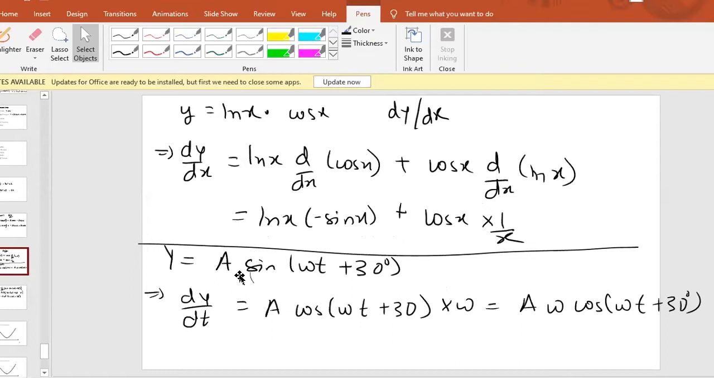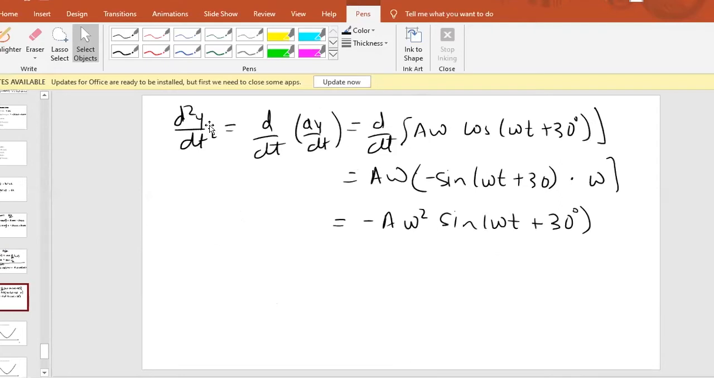So first we have to differentiate the first function. Differentiation of sine is cos, then write down the inside, omega t plus 30 degree, then differentiate omega t with respect to t, that is omega. So we get dy by dt equal to a omega cos omega t plus 30 degree. Then we have to find d square y by dt square. Again a omega is constant which can be taken outside. Differentiation of cos is minus sine omega t plus 30. Then omega t differentiated with respect to t is omega. So we get minus a omega square sine omega t plus 30 degree.